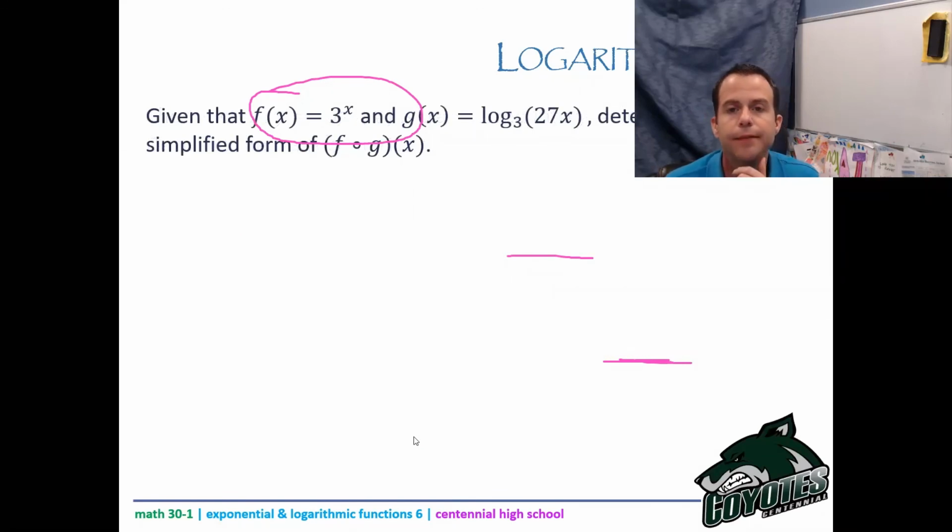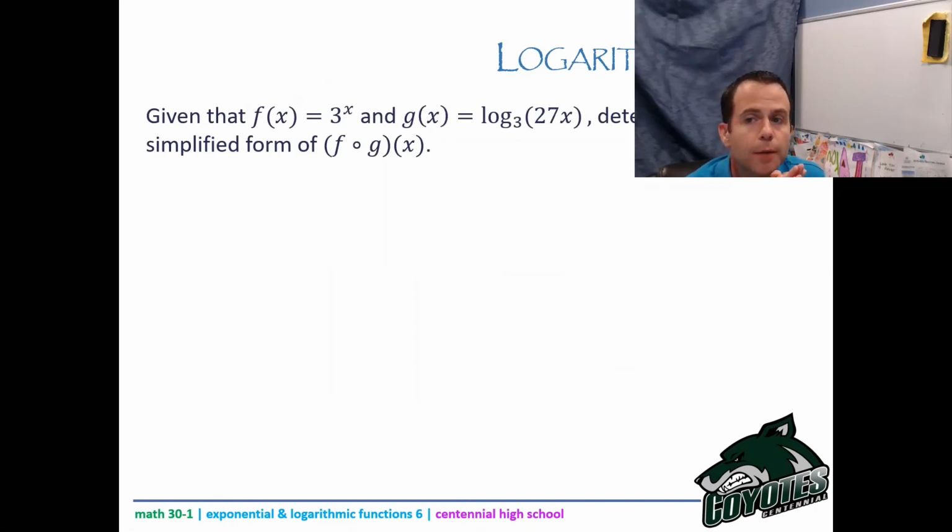Okay, given that f of x is 3 to the x and g of x is log base 3 of 27x, determine the simplified form of f composed with g of x. So again, here we're combining some things together, and we're looking at composition of functions, but with respect to exponential and log functions. So a reminder, f composed with g of x means f of g of x.